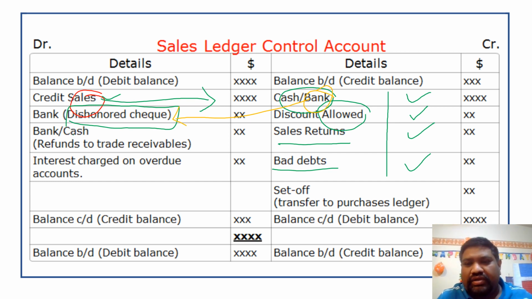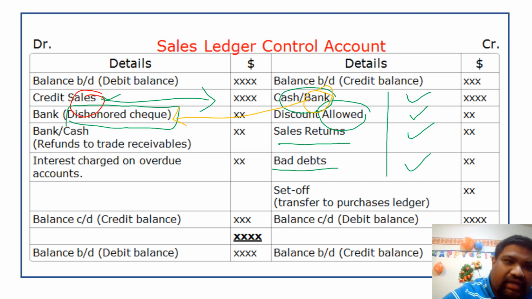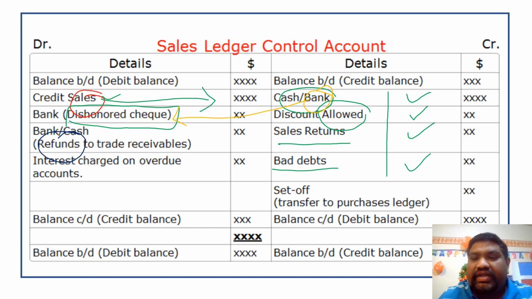I'm not going into the main rules. I'm showing you how to learn the sales ledger control account in a simple way and how to frame it. When you get the question, it is so easy to frame it and solve the problem. Now, any trade receivables, if we have a refund, the word is refund. Refund means we received and we are giving back. We must have received some excess amount over the invoice, and that amount may be returned to the receivables. That also we have to show in the account. That is my refunds to the trade receivables.